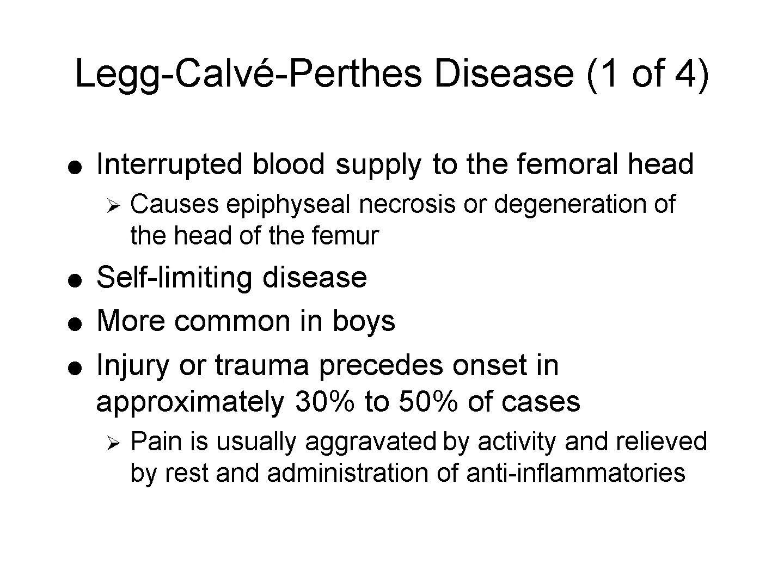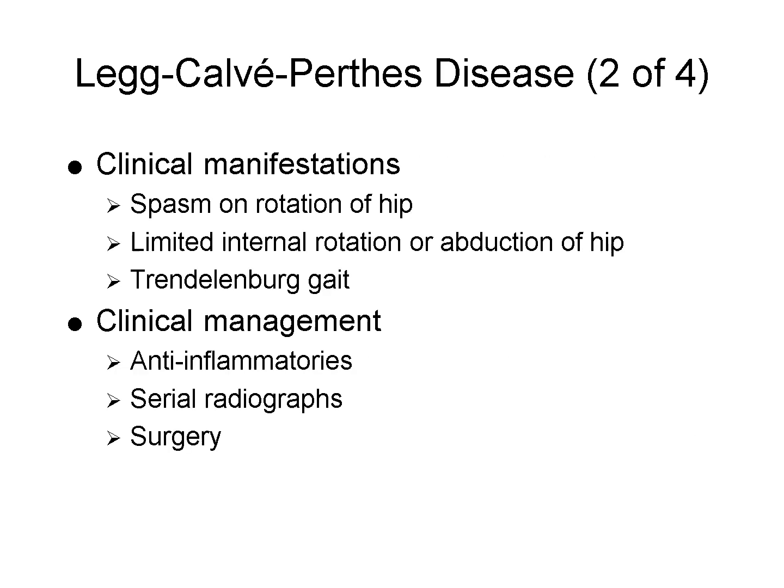Symptoms include hip pain worsened by activity and relieved with rest. Children with Legg-Calvé-Perthes may present with hip stiffness, a limping gait, and limited internal rotation or abduction of the hip. A common finding is spasm on hip rotation. A Trendelenburg gait may also be observed, caused by weakness in the hip stabilizing muscles.